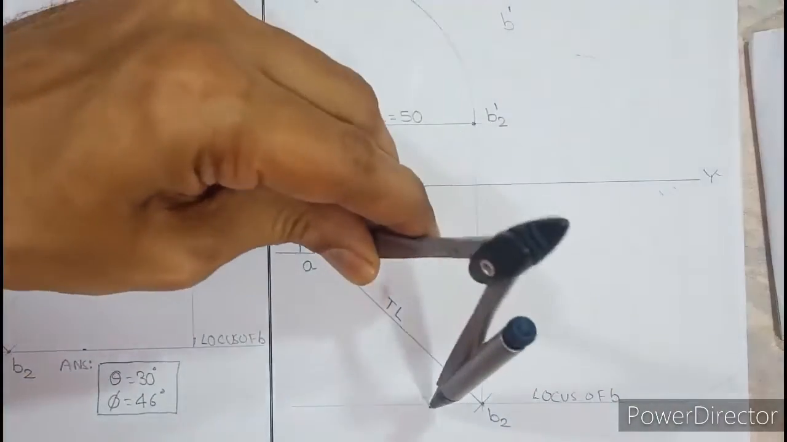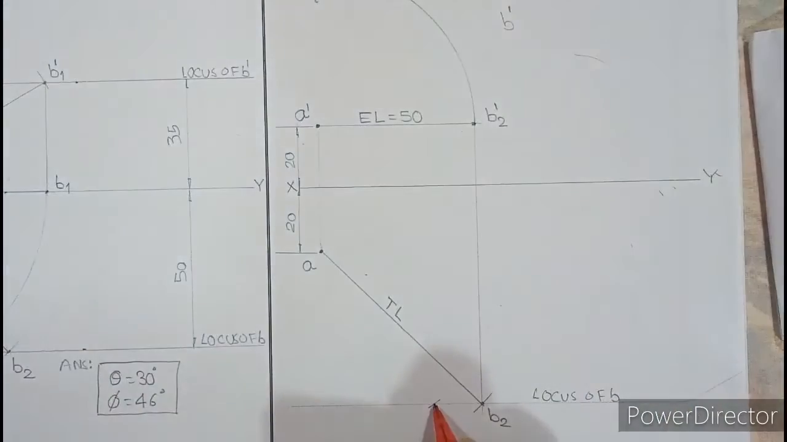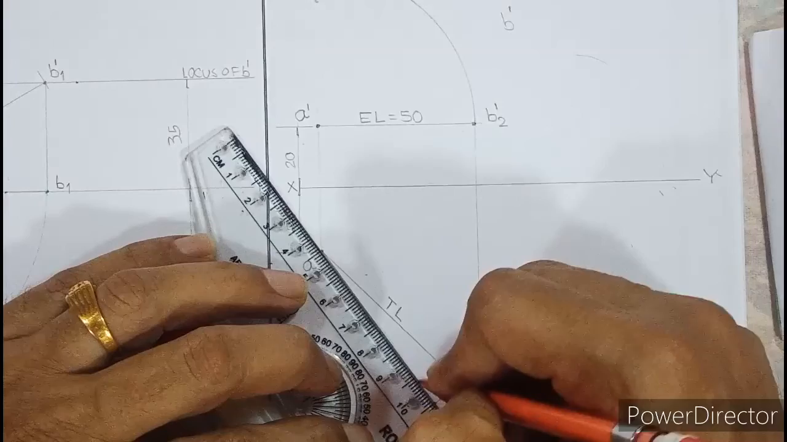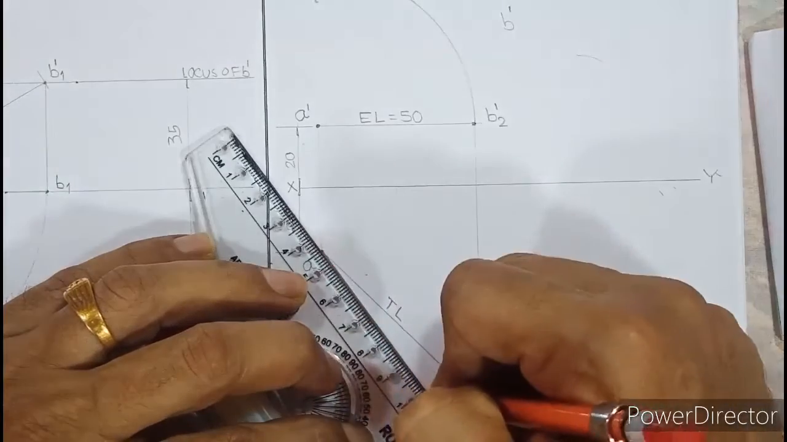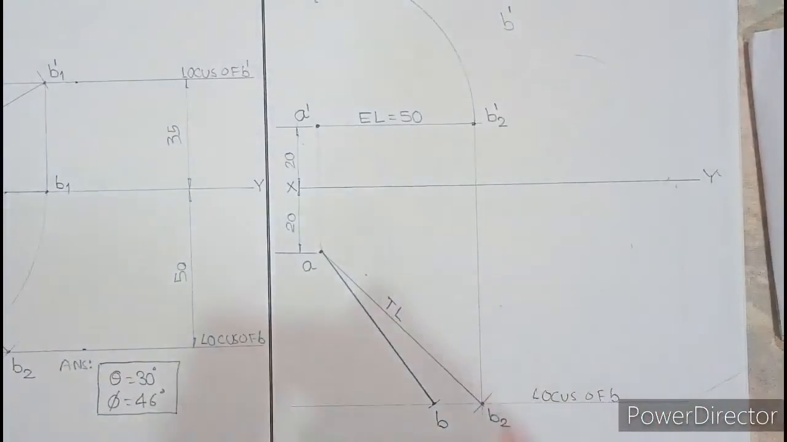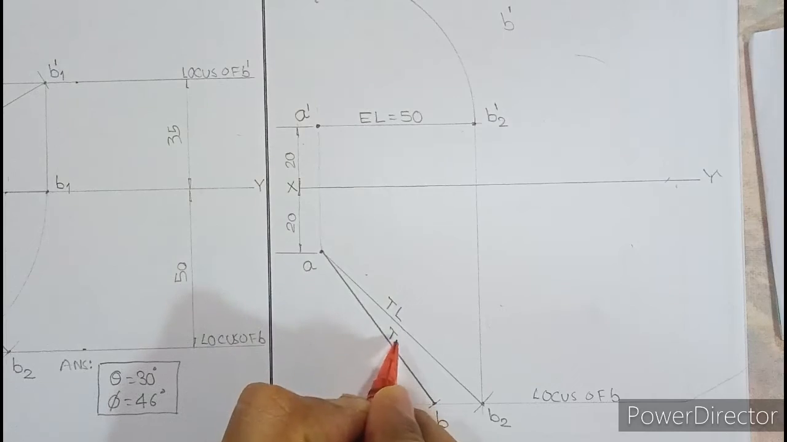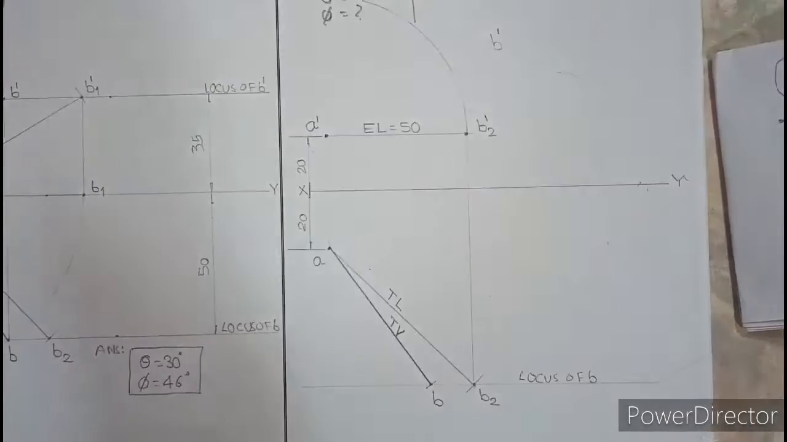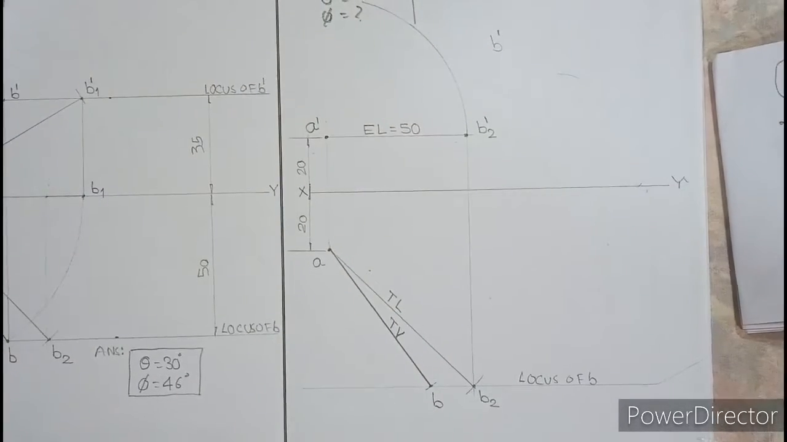Okay, and from A, cut on the locus of B. So here you are going to get point B. On joining A with B, you will get the final top view of the line. And right above the line, write TV. Okay, so I hope all of you can see this. Yes.